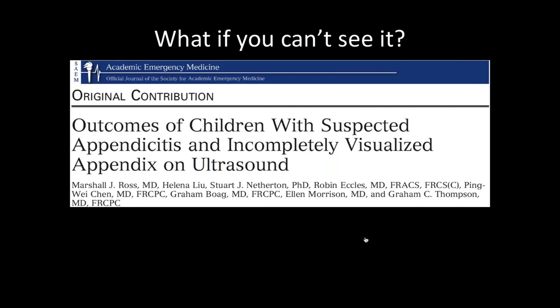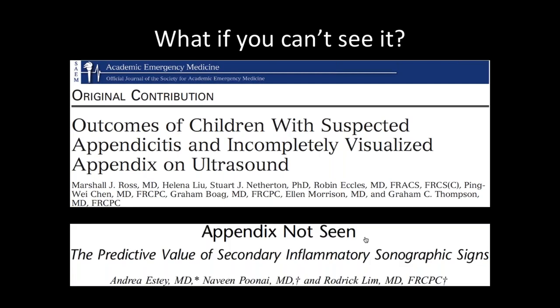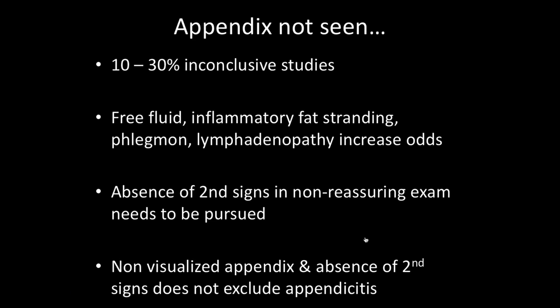I'm going to go through one of the questions that comes up when you are scanning. What happens when you don't see the appendix? What are the outcomes of these children? And then the next question is, what if you're not seeing it, but you're seeing secondary signs, many of those that we've already looked at? What happens when you see these things? And as a point-of-care ultrasound provider, I have to be aware of my limitations here. So in 10 to 30% of all studies, even in comprehensive ultrasounds of the appendix, there's a chance that they're not going to find it. A lot of institutions have different rates. It can vary from 10 to 30%.